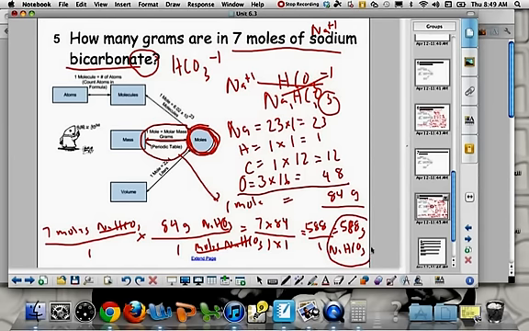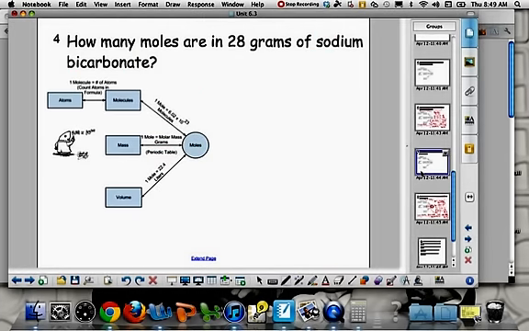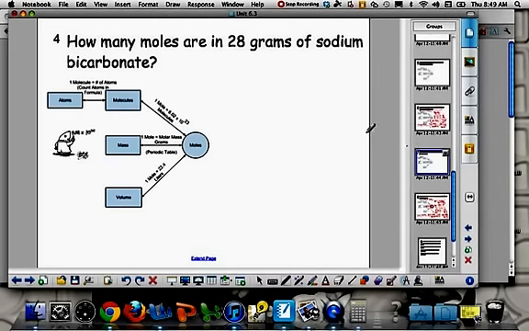I'm running out of room on these pages. That's what you got to do. I have 588 grams of sodium bicarbonate in 7 moles of sodium bicarbonate. Let's do one more. This one is asking us, instead of going from moles to grams, so before we were going from moles to grams, this one we're going the other way. We're starting with the mass, we're starting in grams, we're going to go to moles.